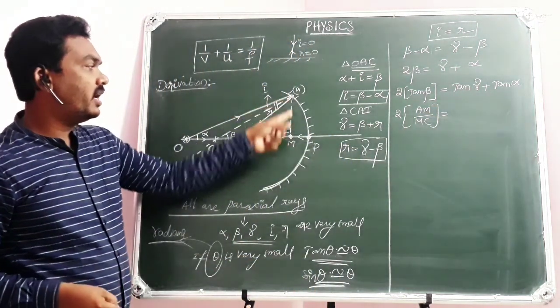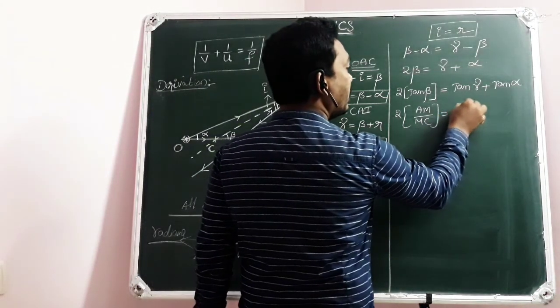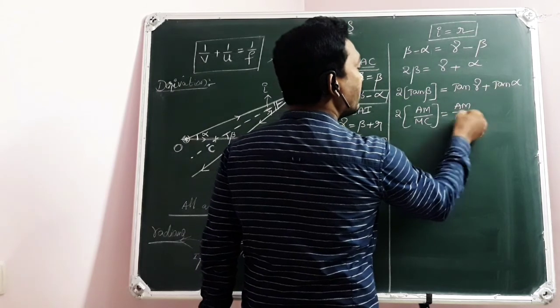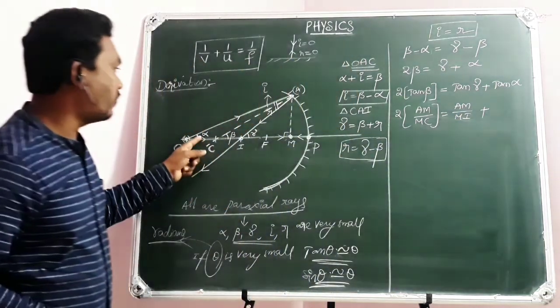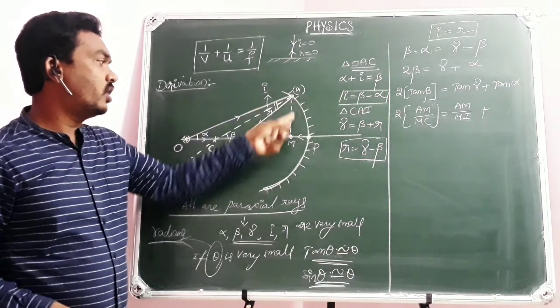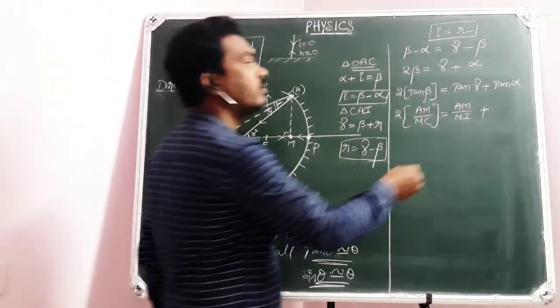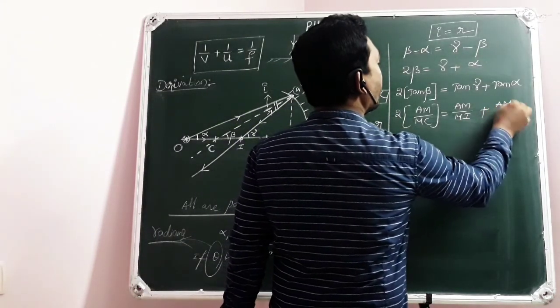Tan gamma equal to AM by MI, plus tan alpha. Tan alpha, in the right angle triangle OAM, is the opposite side AM by the adjacent side MO. So AM by MO.